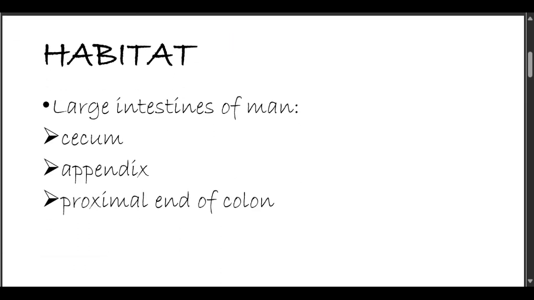Okay, so when it comes to Trichuris trichiura, it is also known as a whipworm. Okay, whipworm. So this whipworm is thick posteriorly and then it is thin anteriorly. Okay, so talking about the habitat, Trichuris trichiura is found in the large intestines, or it resides in the large intestines of man, specifically the cecum, the appendix, as well as the proximal end of the colon.